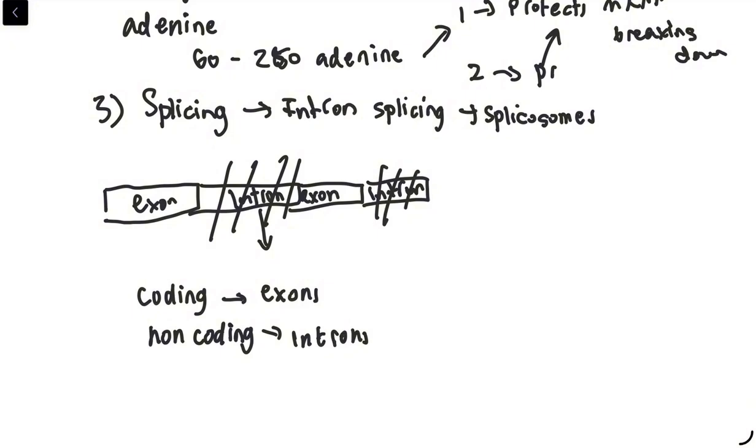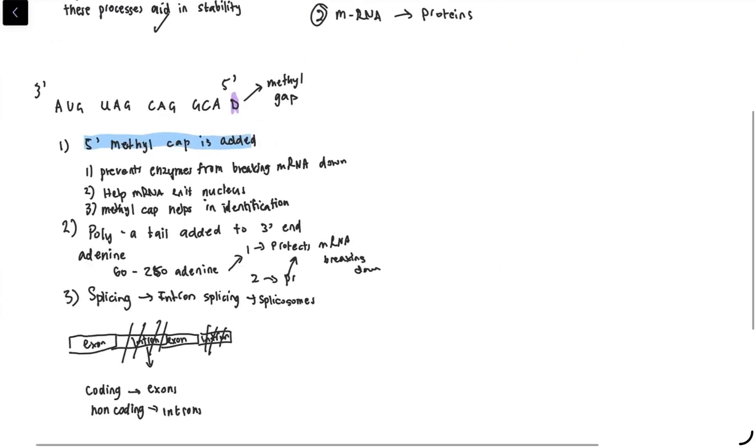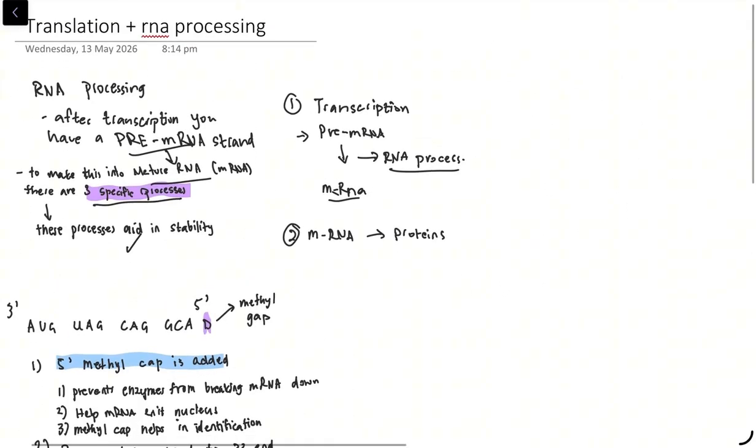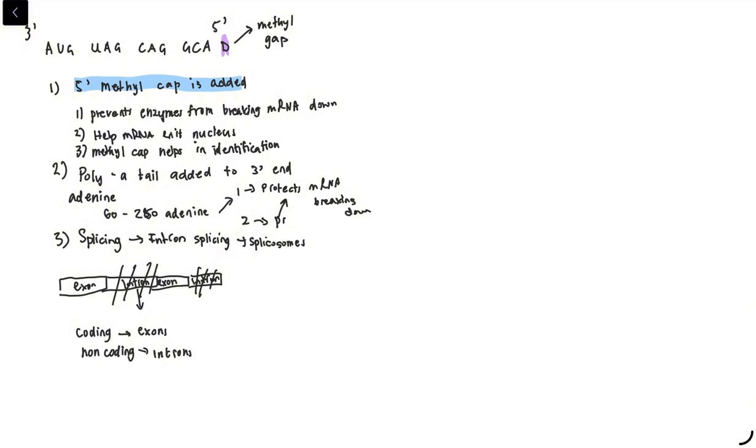Now, why is it important? Only exons should really be translated, because they're the coding sections. They contain the specific sequence that we want. Introns generally disrupt the amino acid sequence, so we don't want that. And that is basically all there is for post-transcriptional modification, RNA processing. You realistically just need to know the three processes, which are really simple to understand, as well as a couple of reasons why. But yeah, that is about it.